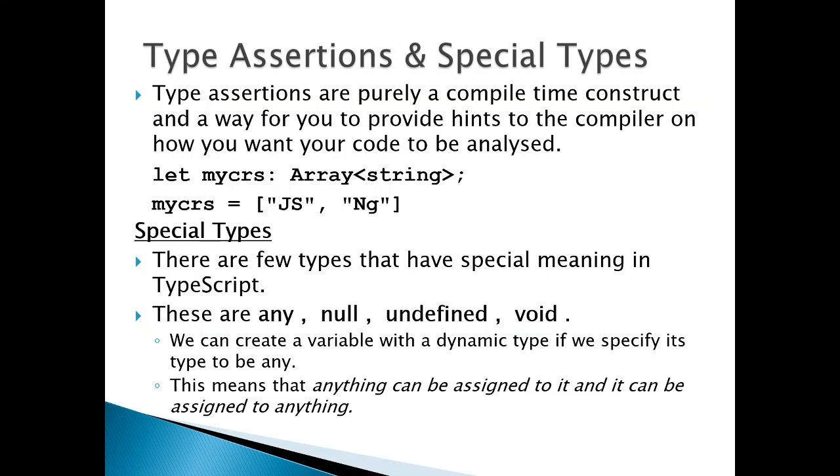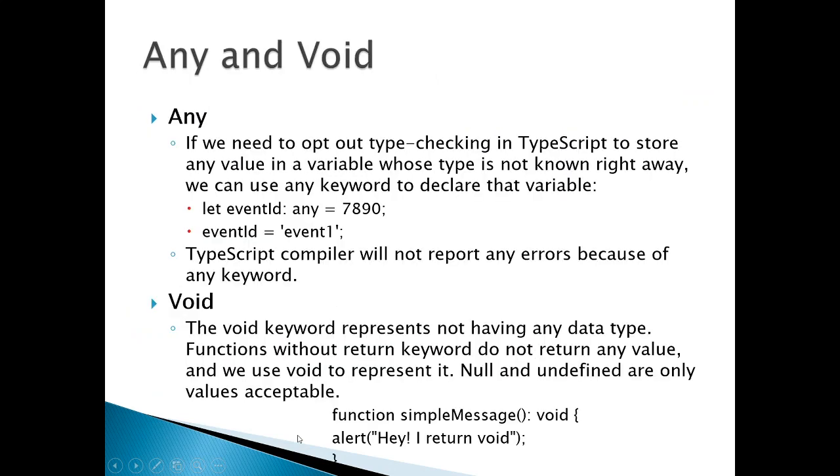We define this type as any. This means that anything can be assigned to it, and it can be assigned to anything. That's any. Like event id any 7890. Now event id we can assign it a string also, because it is of type any. So it can contain anything, literally anything. So there is no issue in it. It will not report any error because of the any keyword.